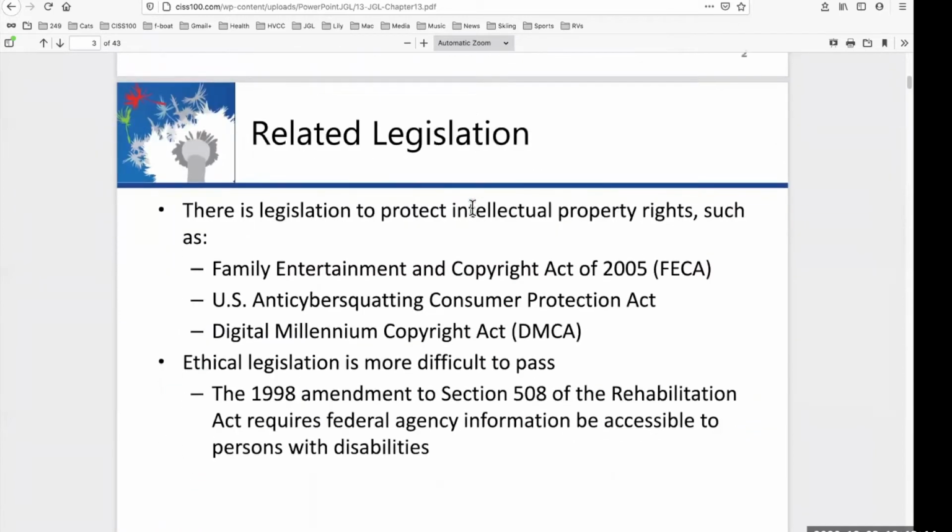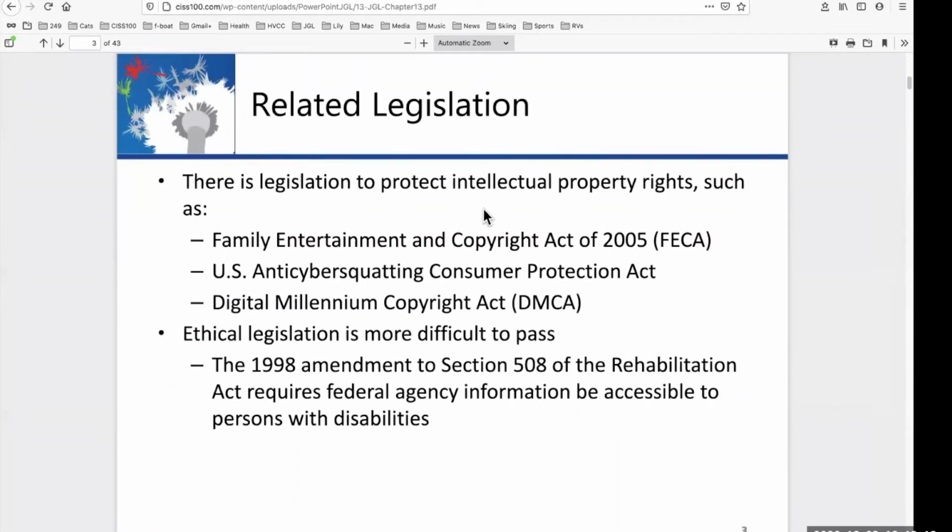So there's considerable legislation. Of course, I just mentioned copyrights, patents, trademarks. The textbook does not include trade secrets. I did include that. I'll introduce that in just a minute too. But beyond that, there are others: anti-cybersquatting, the Family Entertainment Copyright Act.